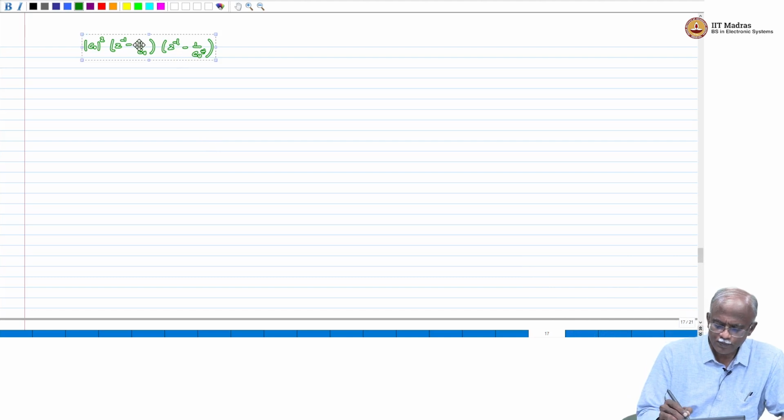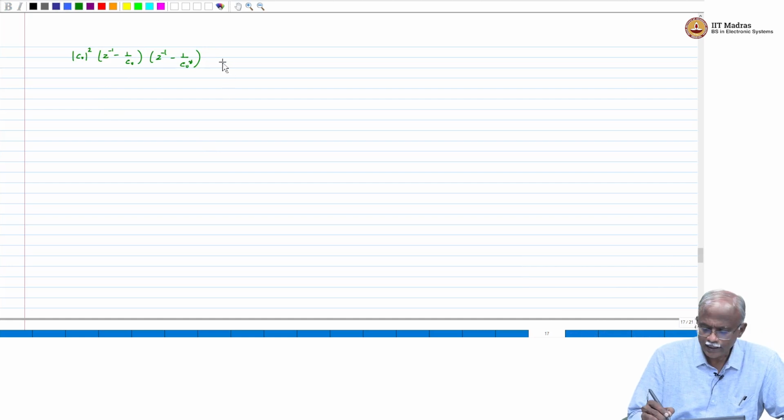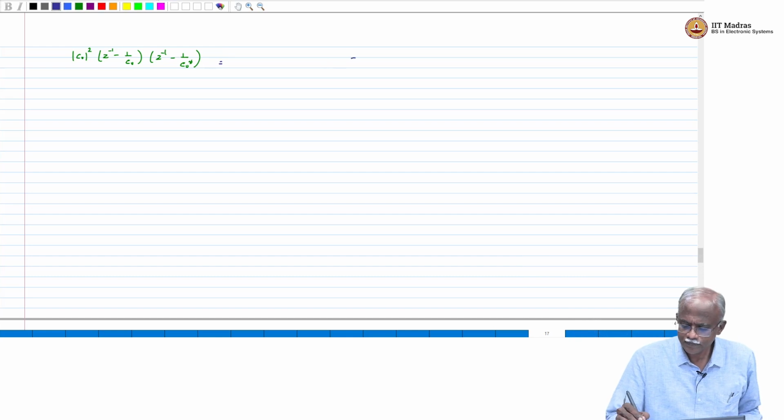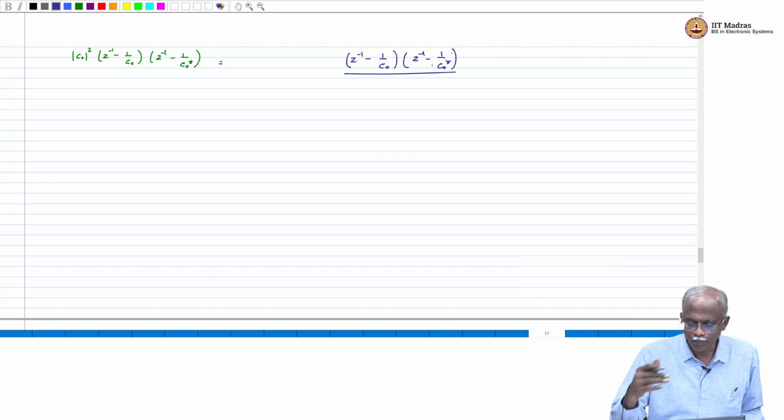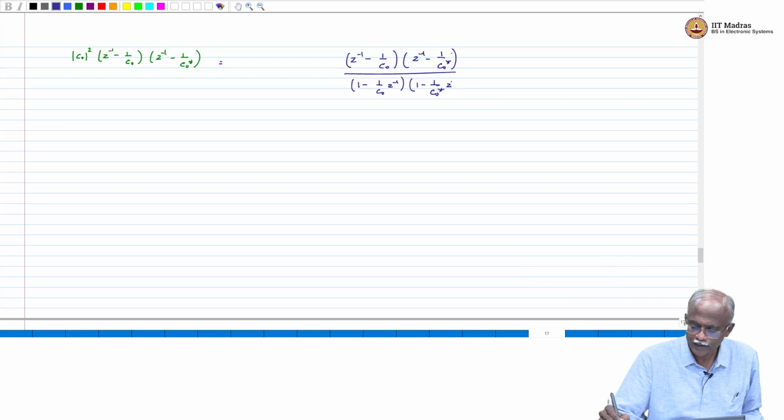Okay, so I have this as my transfer function. I've just rewritten the numerator part, and I'm going to write this in the following form. I'm going to keep this as is, Z inverse by 1 minus C naught, Z inverse minus 1 by C naught conjugate. I'm going to divide by the poles at the reciprocal conjugate locations. So then what I have here is 1 minus 1 by C naught Z inverse, 1 minus 1 by C naught conjugate Z inverse.